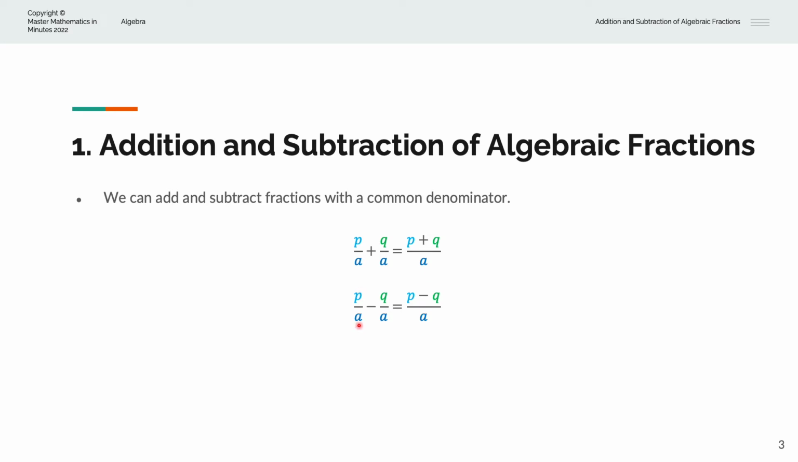Similarly, with p over a minus q over a, because they share the same denominator, we can subtract the numerator. And that becomes p minus q over a.